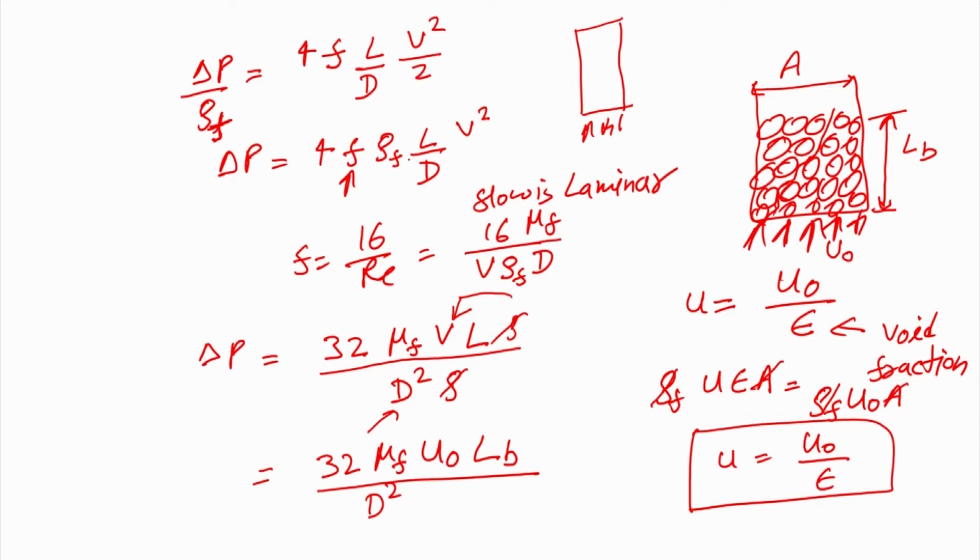This will be 4 f rho f L d upon V square. If you write it 16 upon V rho d upon mu f, if you do it here, then what will happen? This 2 and this 2 will be cancelled out. This will be V square upon 2 also. So, this 2 and this will be cancelled out. This will be 2.